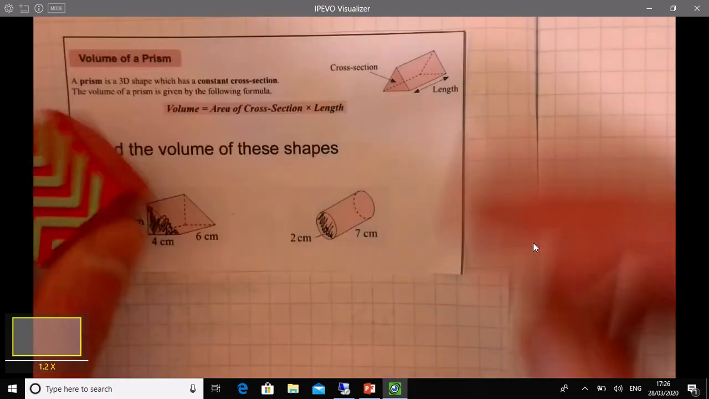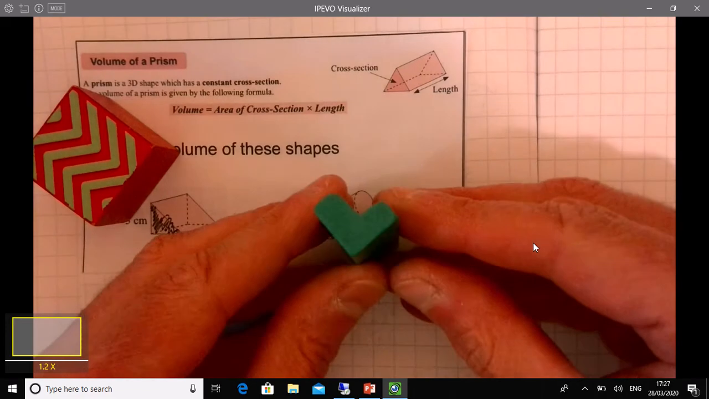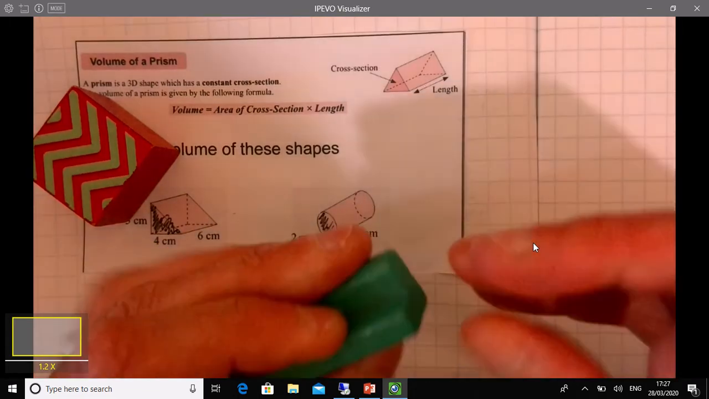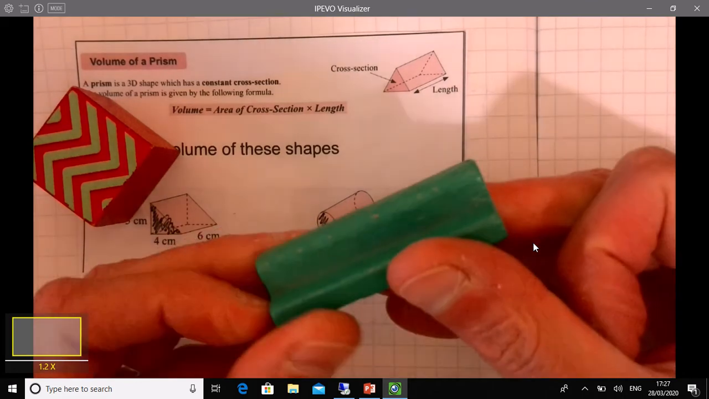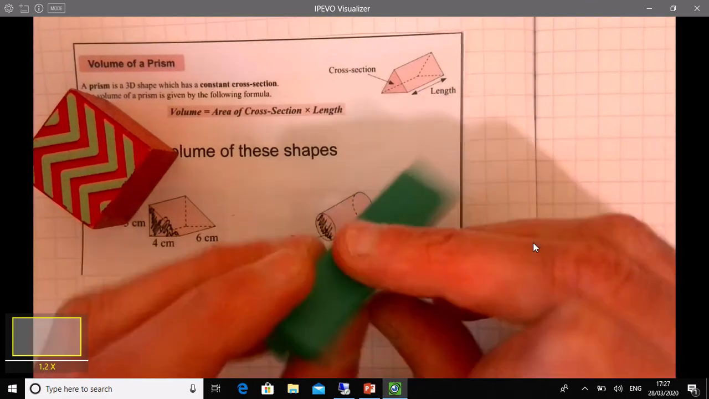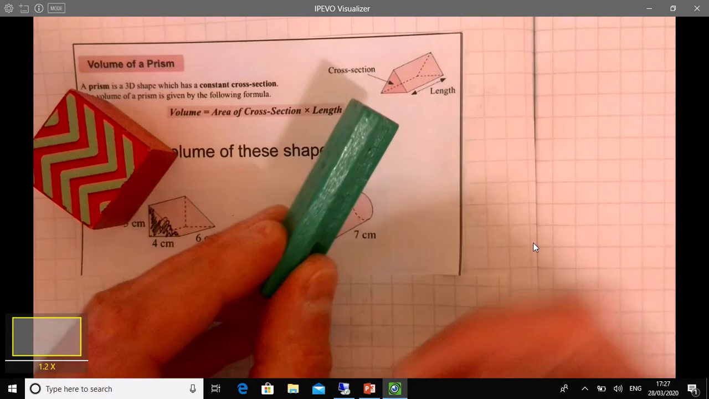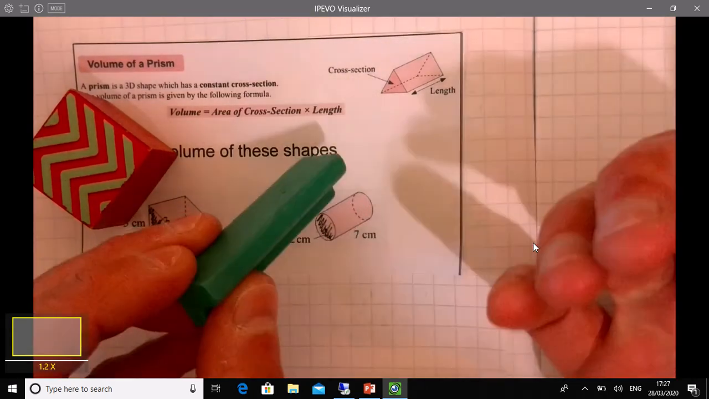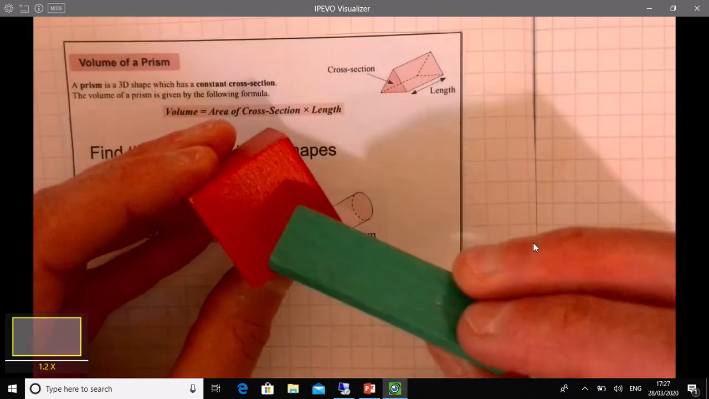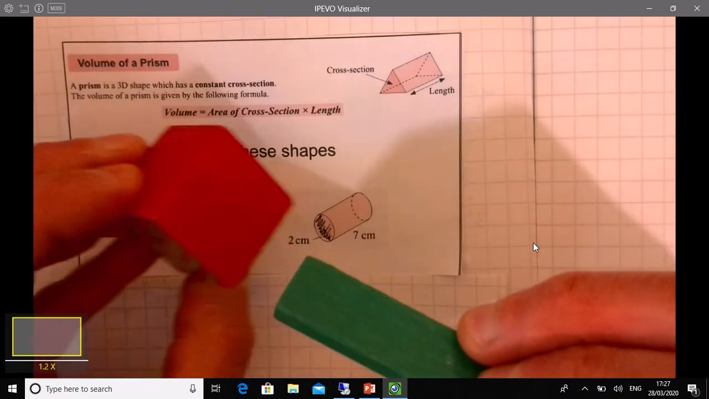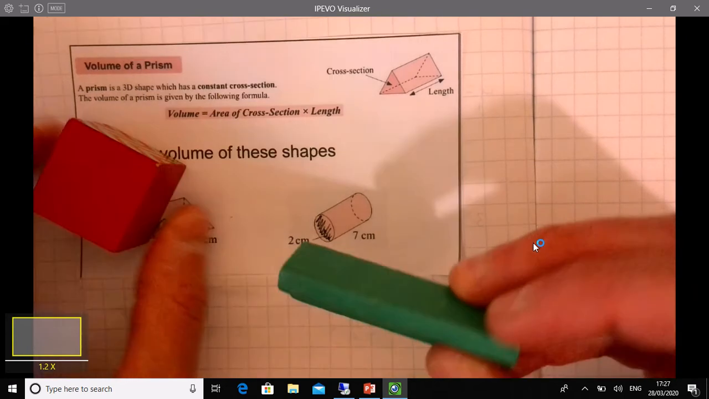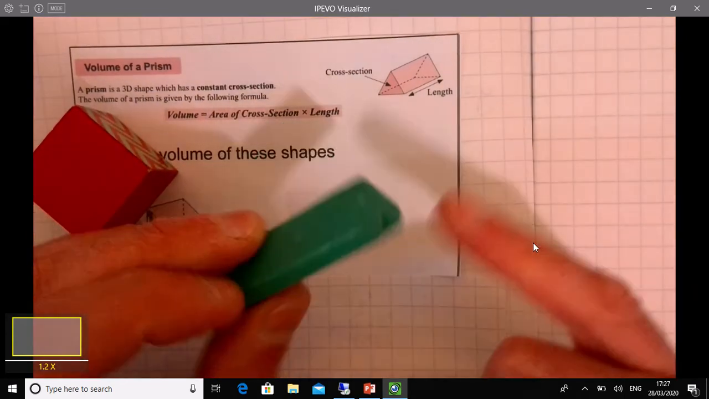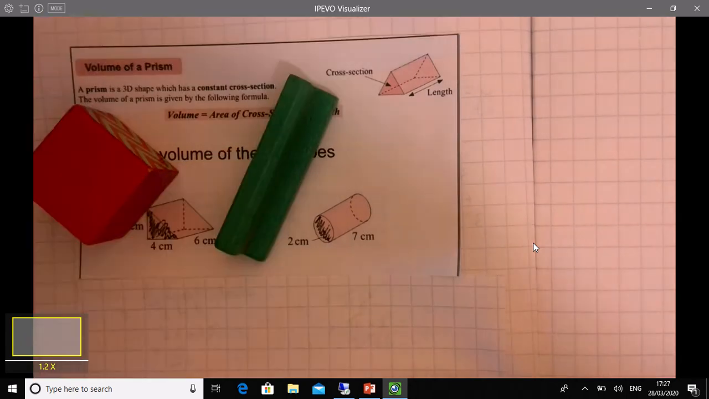So some more examples up here. There's an example of a prism. We've got this section at the end that runs all the way through and out the other side. If I were to slice it in the middle, then you'd be looking at this bit here. It's called a cross section. This one is quite special because you could look at it in several directions and it would be the same. But this one is a better example of a prism because it's got that bit and it runs all the way through.